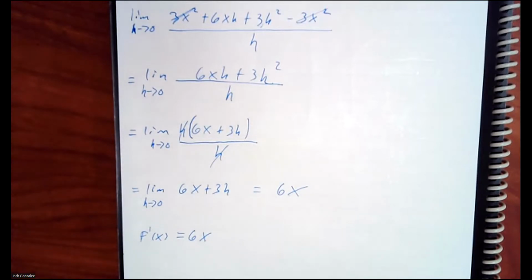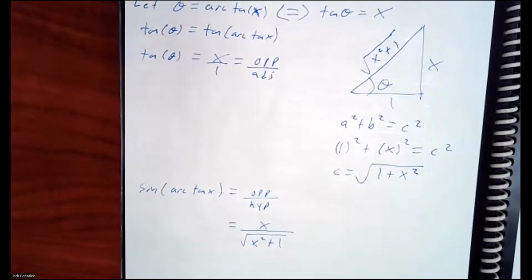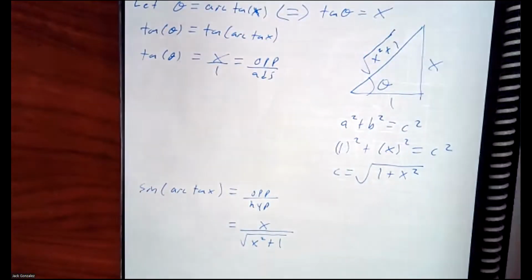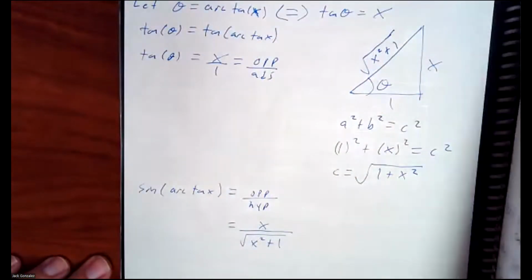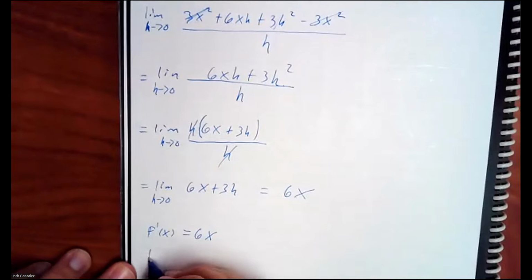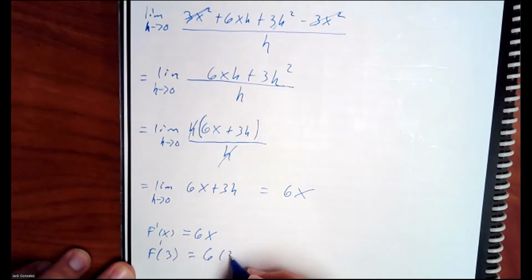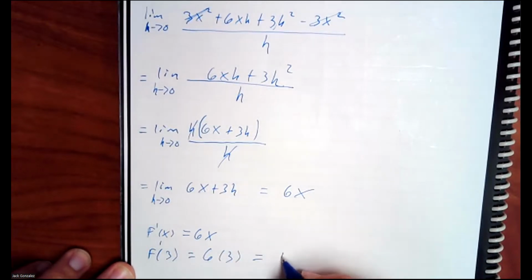Okay, so what was the question? Because that was a while ago, right? Page 1, it was find the slope of the tangent line at 3, 21. So all you got to do is plug in 3 into the derivative. That's equal to 18, which is the slope of the tangent.